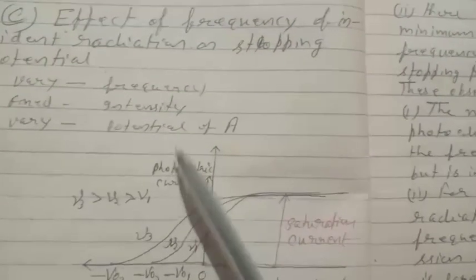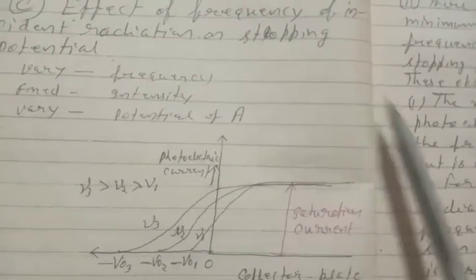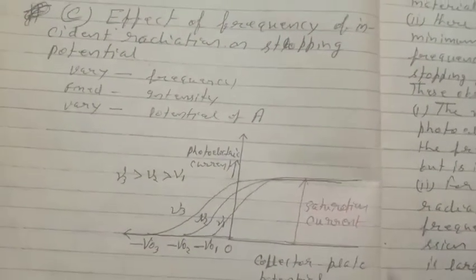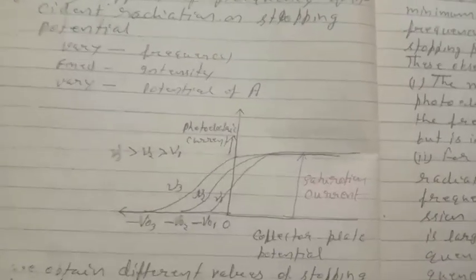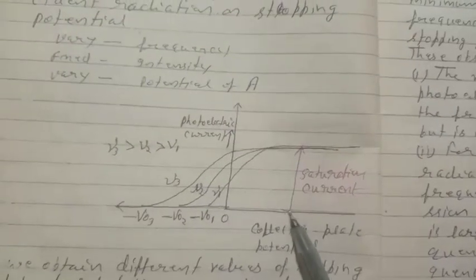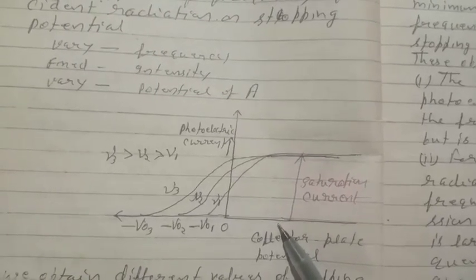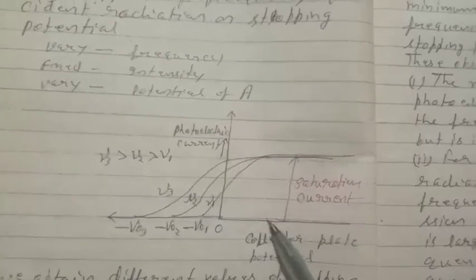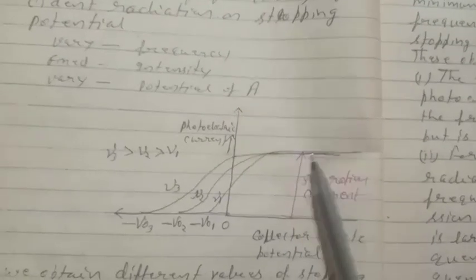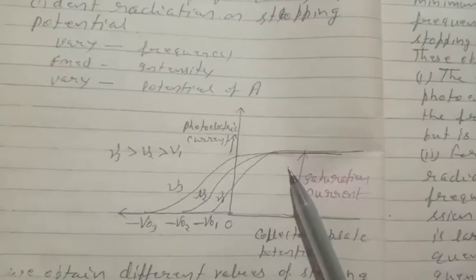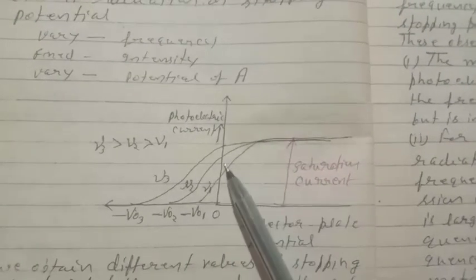We have a fixed intensity. As we vary the potential of A, the different frequencies of light give the same saturation current, because the intensity is fixed.